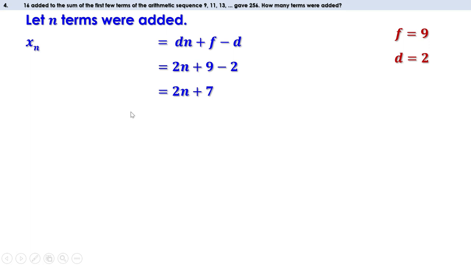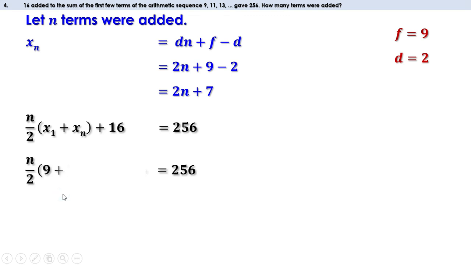Sum of n terms of an arithmetic sequence is n by 2 into x1 plus xn. 16 added to the sum of n terms is n by 2 into x1 plus xn plus 16. And given that the sum is 256, so we can write n by 2 into x1 plus xn plus 16 equal to 256. x1 or the first term is 9 and nth term is 2n plus 7. Replacing the values, we can write n by 2 into 9 plus 2n plus 7 plus 16 equal to 256.